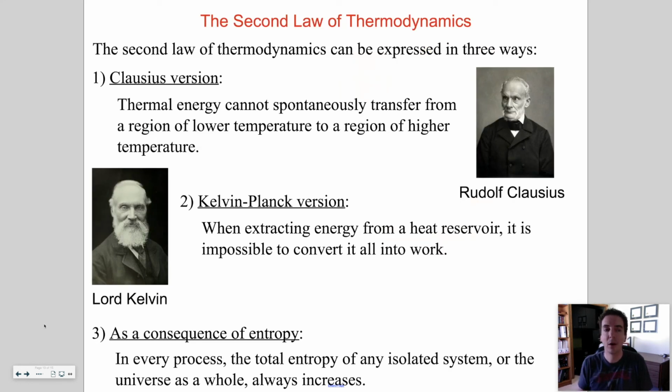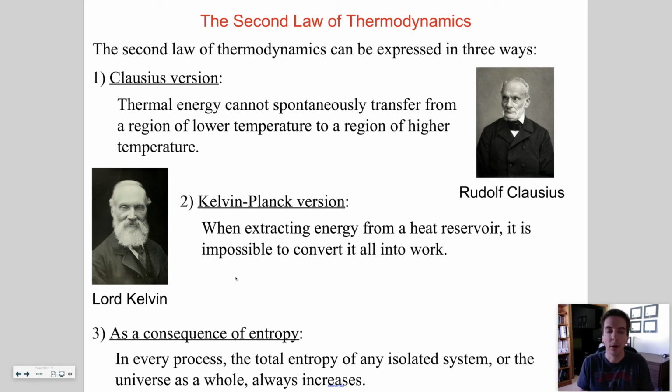Okay, second law of thermodynamics. You guys learned about this in Science 10, where thermal energy always travels from an area or a substance at high temperature to a substance at low temperature. We can express it in three ways here. The Clausius version, which is what you learned about in Science 10, what I just finished talking about: thermal energy cannot spontaneously transfer from a region of lower temperature to a region of higher temperature. In order to do that, you need to do work. You guys learned about heat pumps and stuff like that in Science 10. We didn't call it the Clausius version, we just called it the second law of thermodynamics.